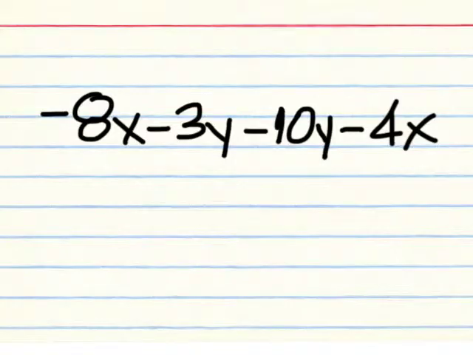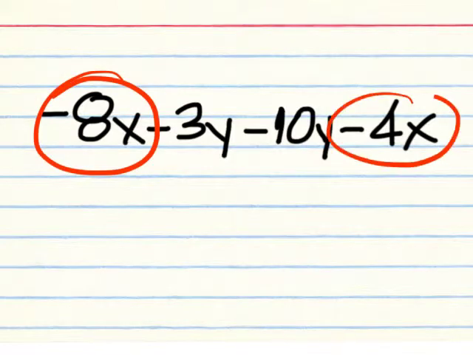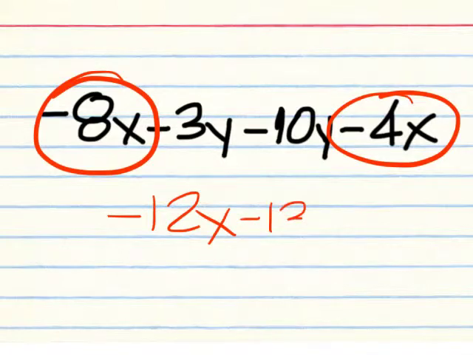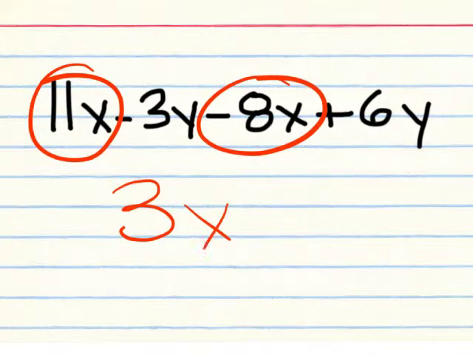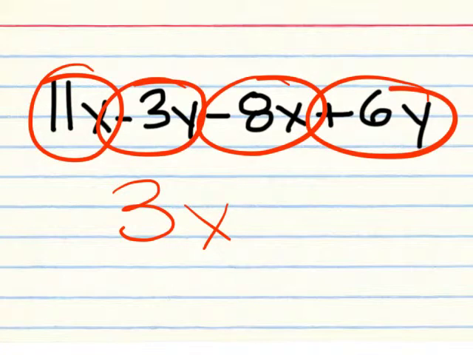What do I get when I simplify the x terms? Negative 12x, and what about the y's? Yeah, so that would be negative 12x minus 13y. Drop this one off. Solution for the practice problem. 11x minus 8x is 3x, and negative 3y plus 6y is 3y. 3x plus 3y.